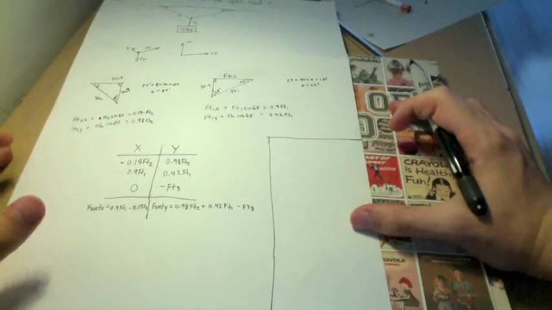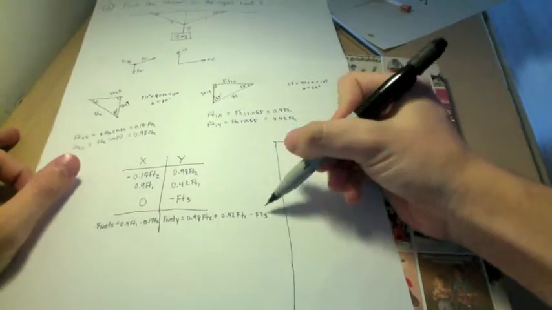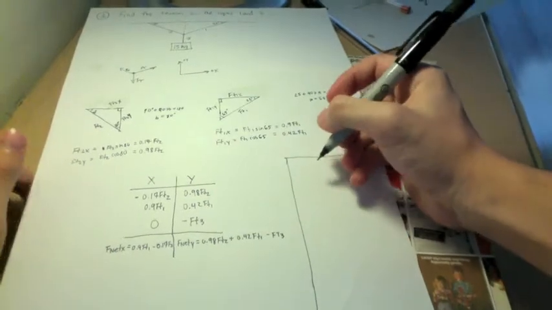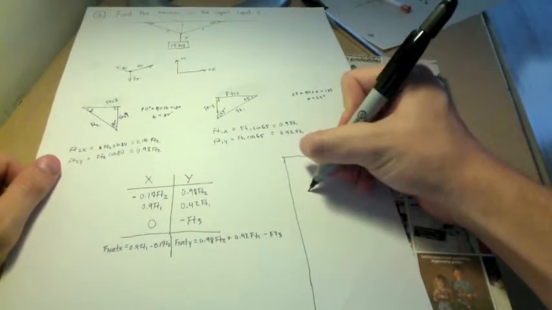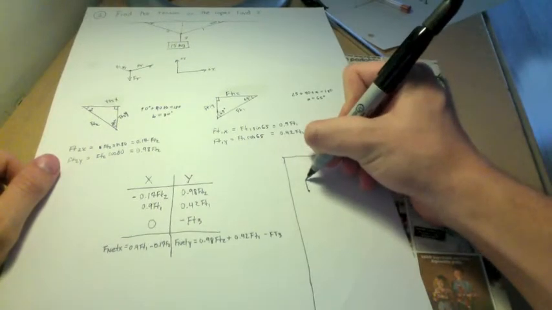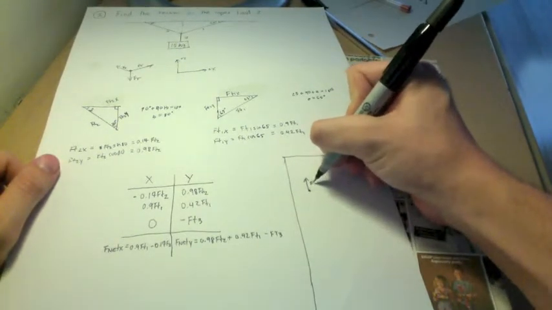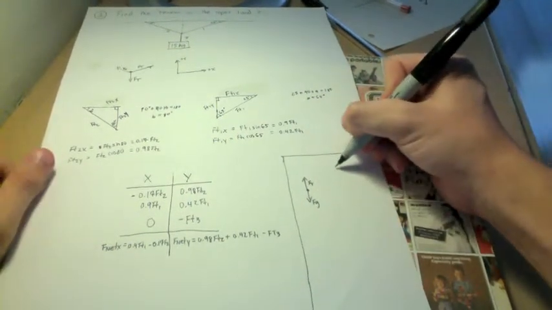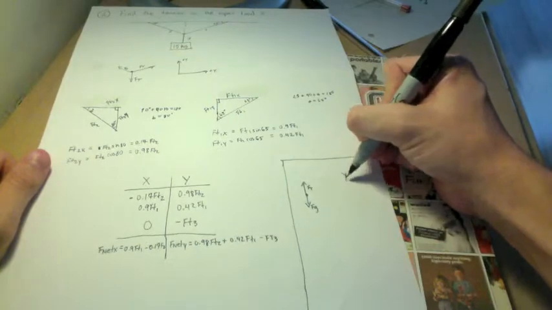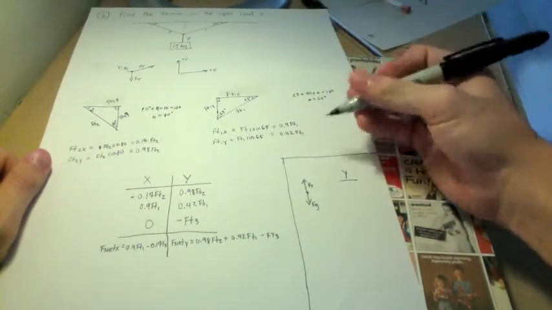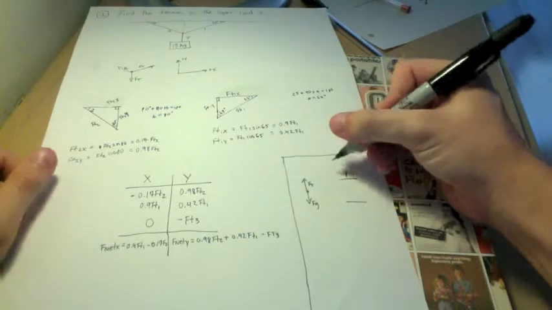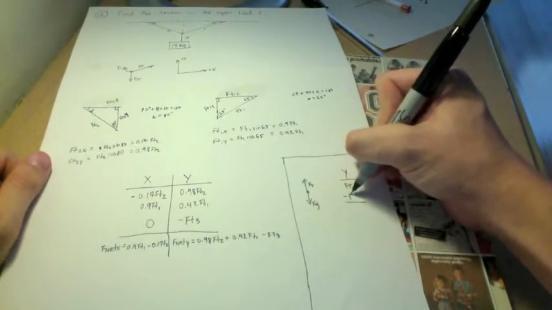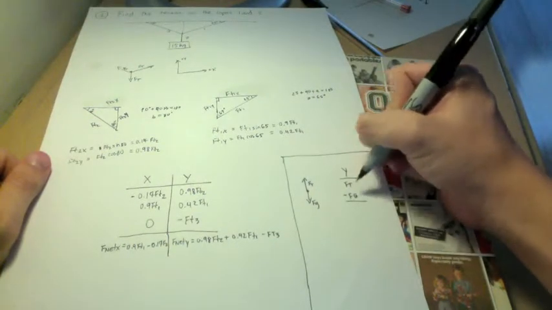Our next step in this question is to find what FT3 is. To find FT3, we have to do the free body diagram of the 13 kilogram box, and we see that it has force of tension going up and force of gravity going down. We also do the chart on the y direction only, since it only has forces in the y direction, which are force of tension and force of gravity.